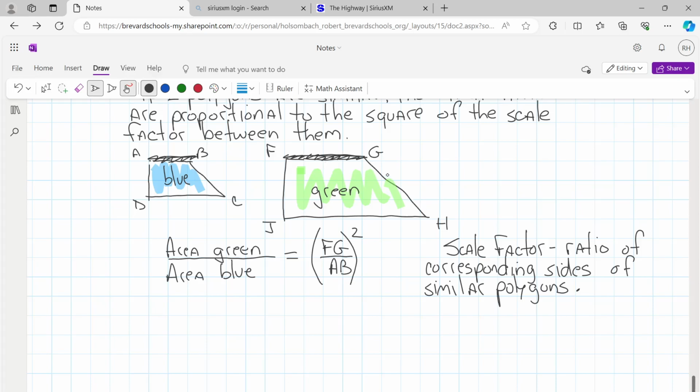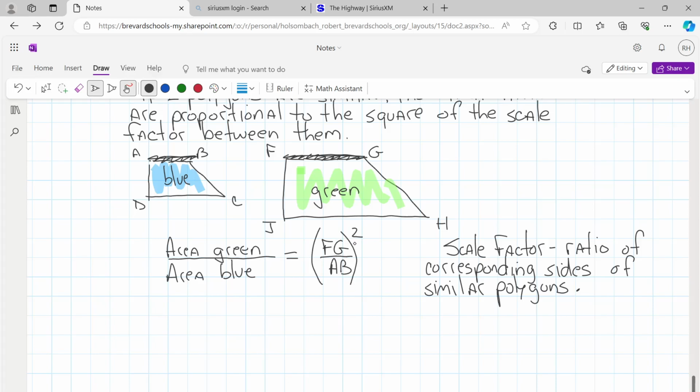It could be GH over BC. It could be JH over DC. Or it can be FJ or JF over AD or DA. It doesn't have to be those specific sides, it just has to be corresponding sides. All right, so the area of one shape over the area of the other shape is equal to the scale factor of the two shapes squared.